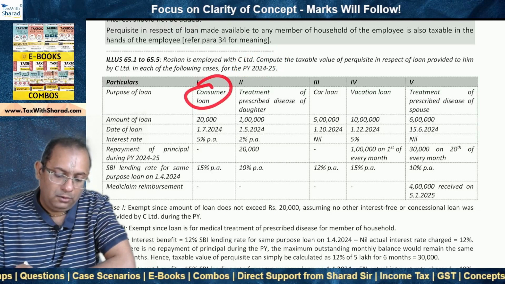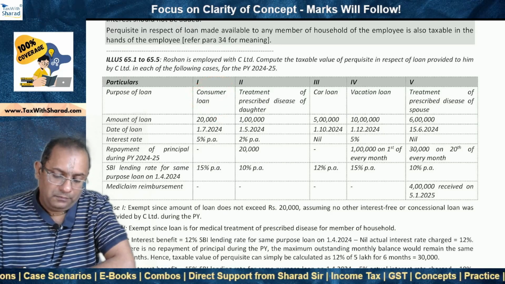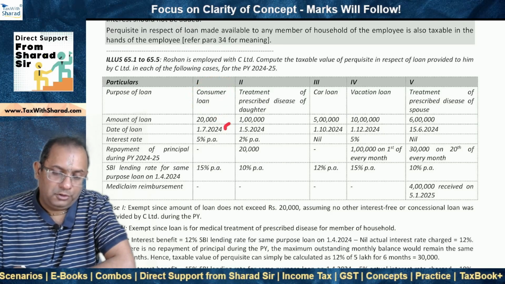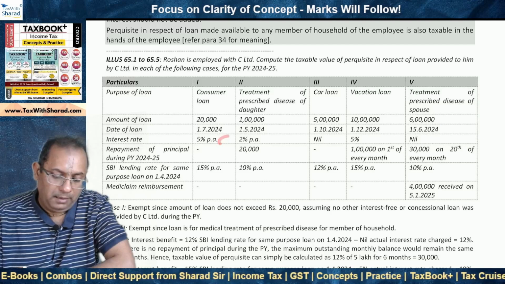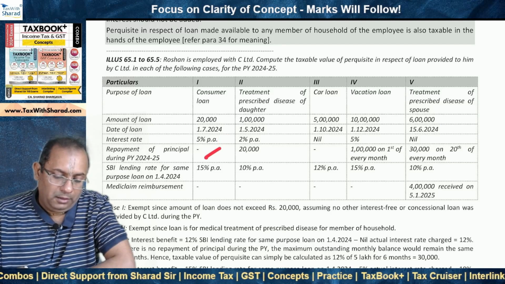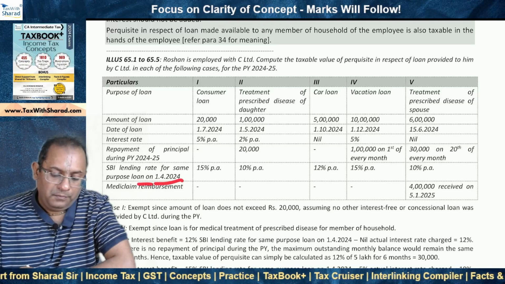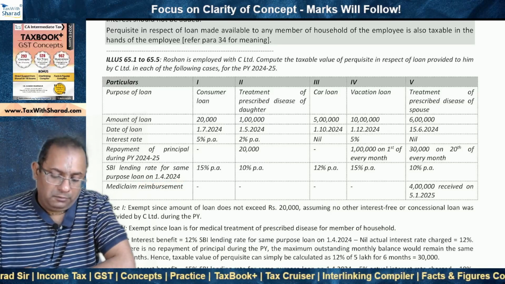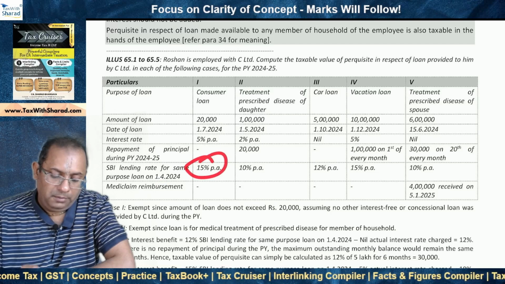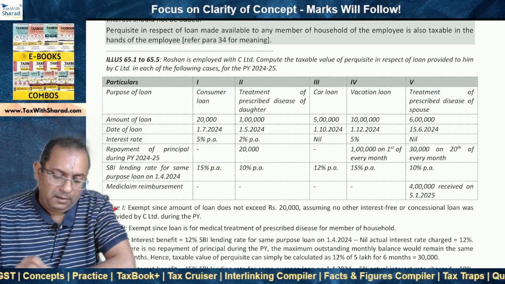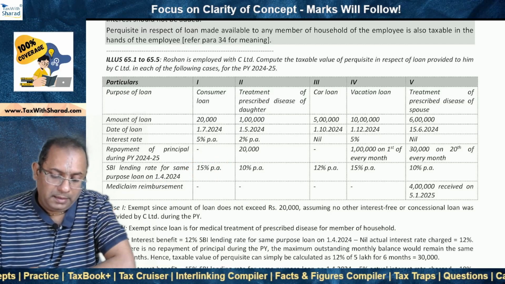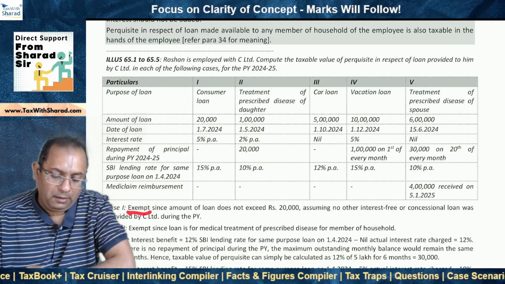Case 1, it is a consumer loan of 20,000 given on 1st July 2024 at 5% per annum. There is no repayment during the previous year. An SBI lending rate for same purpose loan on 1st day of the previous year, that means on 1st April 2024, is 15% per annum. Okay, so in this case the perquisite will remain exempt.